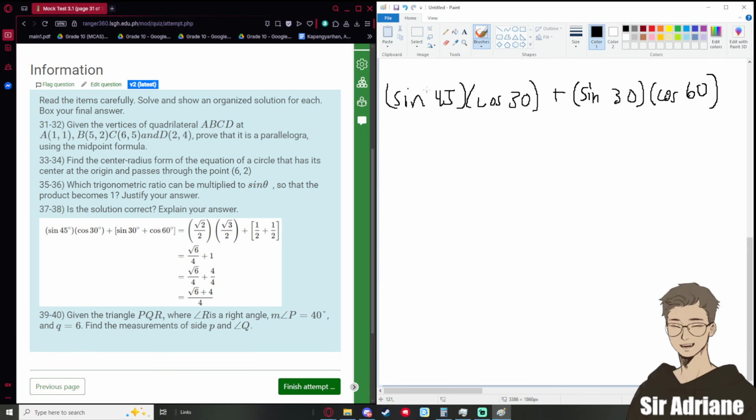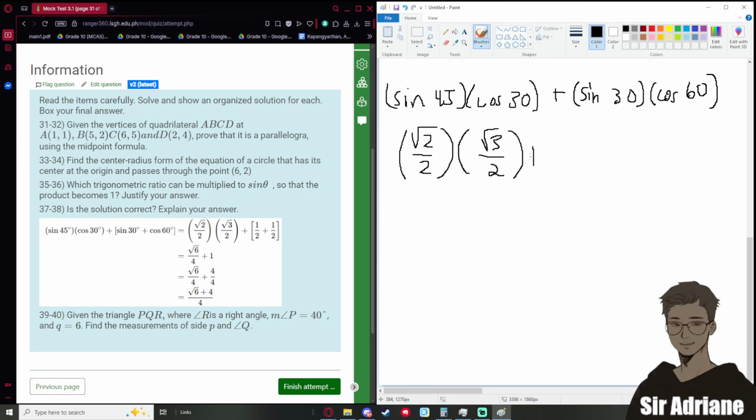Now let's try to solve this one on our own first, and let's verify where it went wrong in the solutions. So sine 45 is square root of 2 over 2. You can verify this on your calculators. Cosine 30 is also equal to square root of 3 over 2, plus sine of 30 is just 1 half, and cosine 60 is also 1 half.